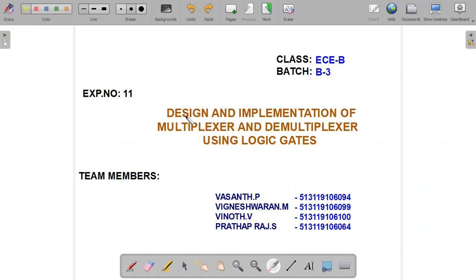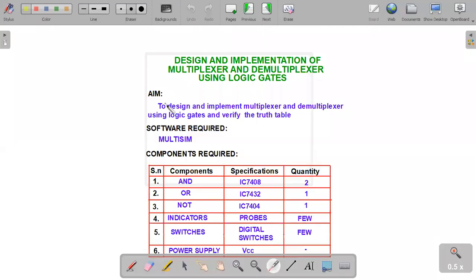Today our topic is to discuss the design and implementation of multiplexer and demultiplexer using logic gates. Our aim is to design a multiplexer and demultiplexer using the basic logic gates and verify the truth table. We are going to use the software Multisim to do the experiments.